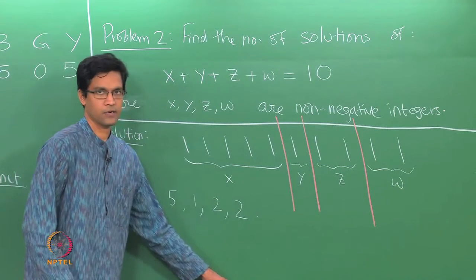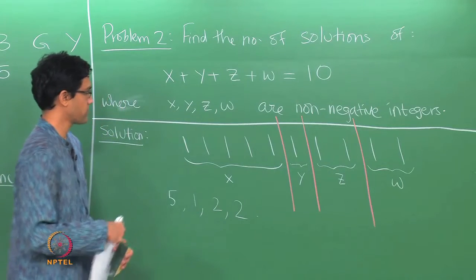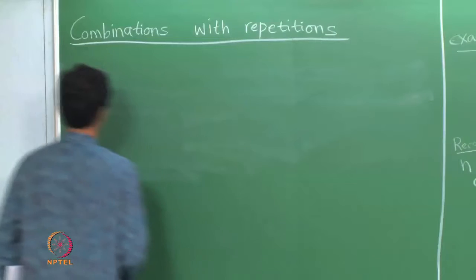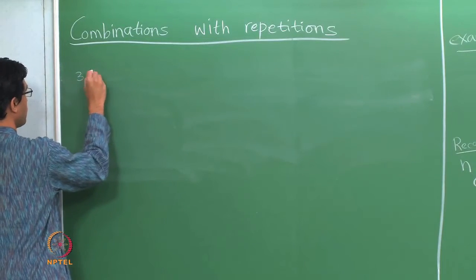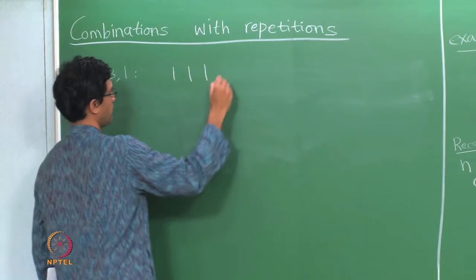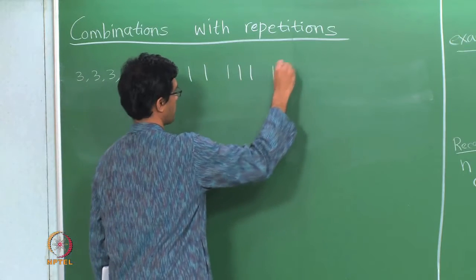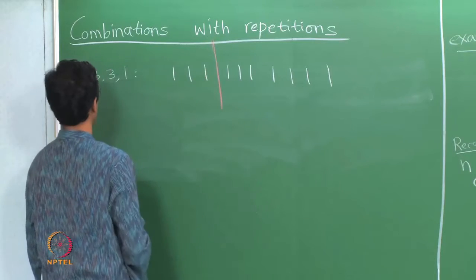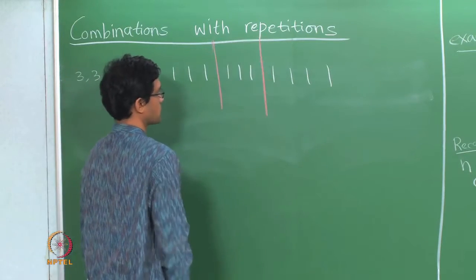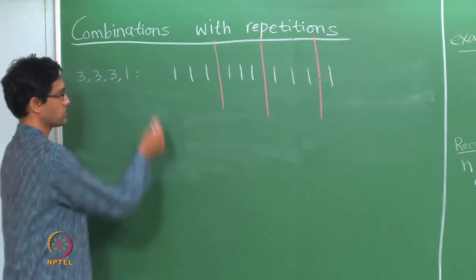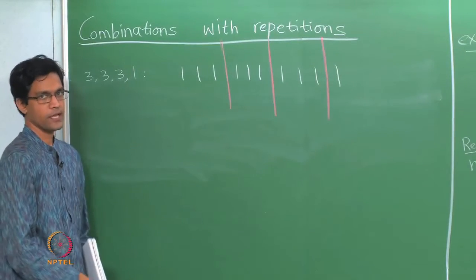Okay. And let us look at a few more examples. Let me take the next one, 3, 3, 3, 1 for instance. So here's the solution 3, 3, 3, 1. It would be represented similarly: 3, 4, 5, 6, 7, 8, 9, 10. So that's a full string. There's a divider after 3, there's another divider after 6 ones, there's another divider after 9 ones. So this picture now represents the solution 3, 3, 3, 1.